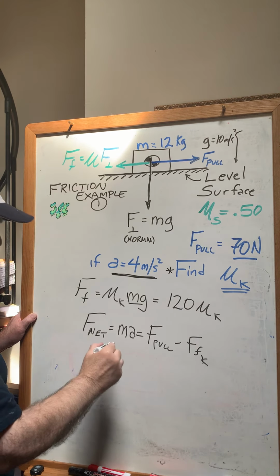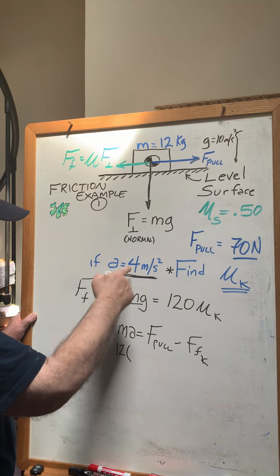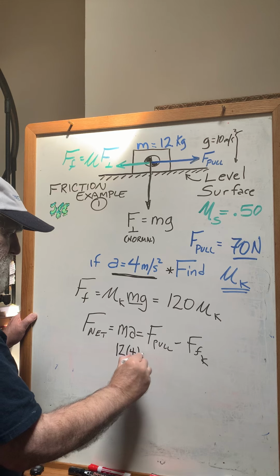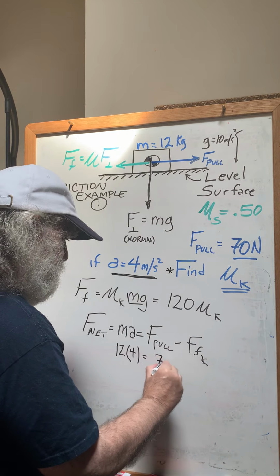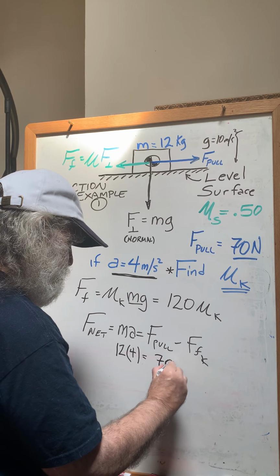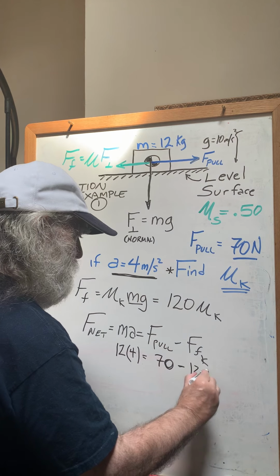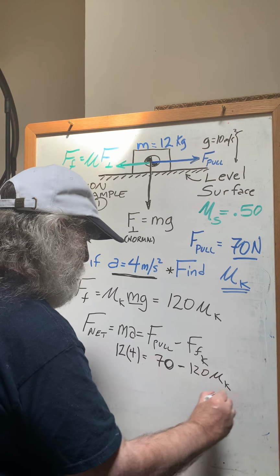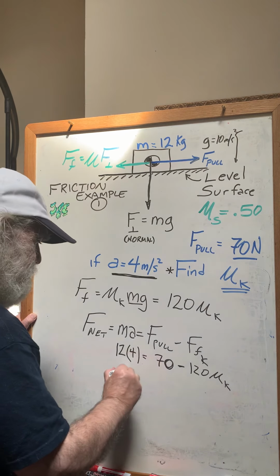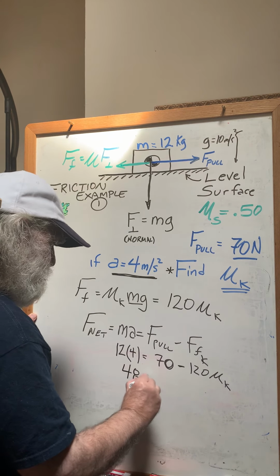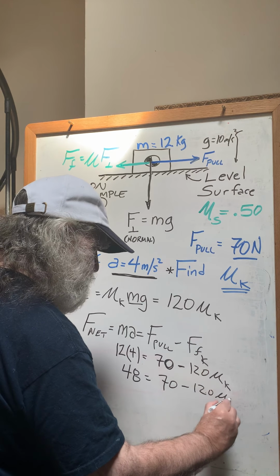So I know what the mass is, it's 12. So 12 times the acceleration, which I was given, it's 4, is equal to F pull, which I know to be 70, minus the force of friction, which is 120 mu kinetic. So 12 times 4 is 48, and so 48 is equal to 70 minus 120 mu k.